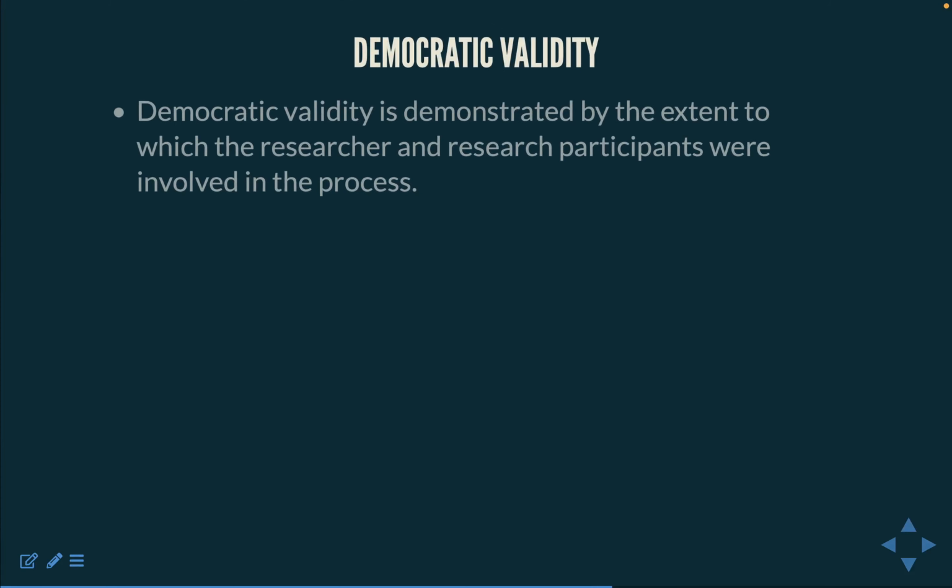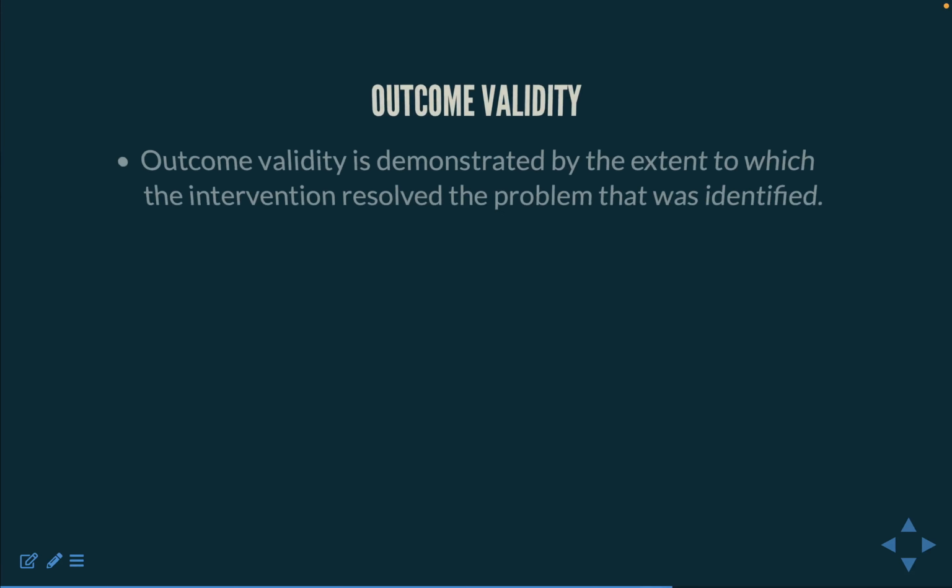Democratic validity is demonstrated by the extent to which the researcher and the research participants were involved in the process. This means that you would have to be in a position to demonstrate that the collaboration took place and that the research outcome, solution, evaluation, and reflection were all relevant to the setting and context.